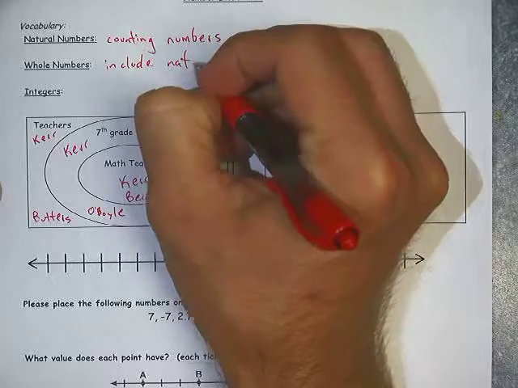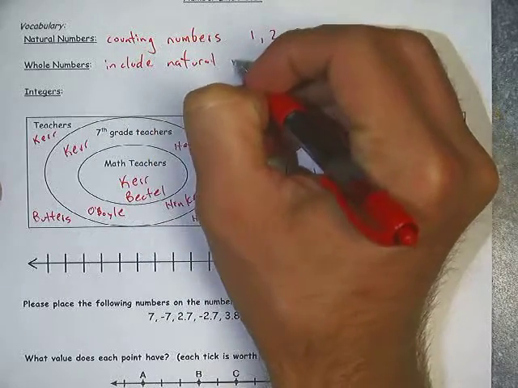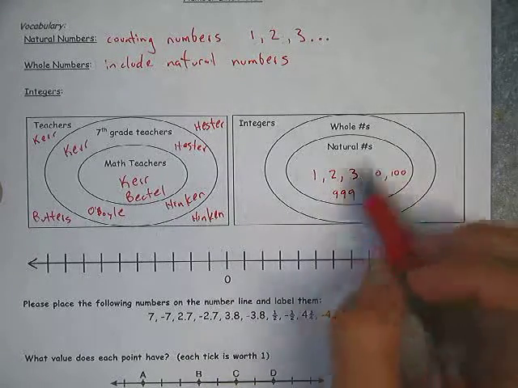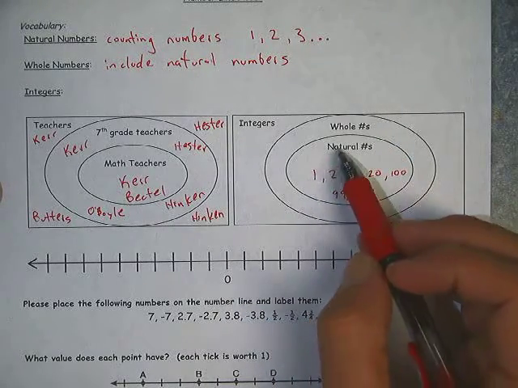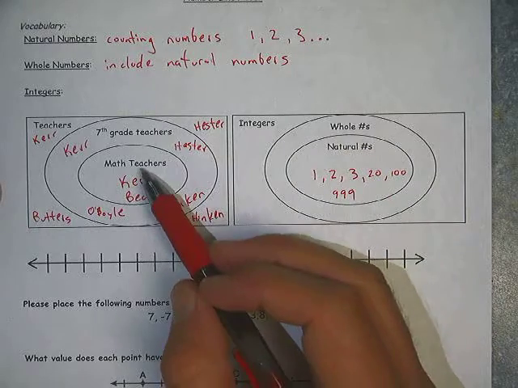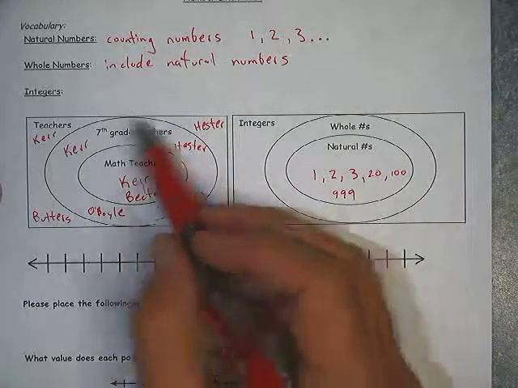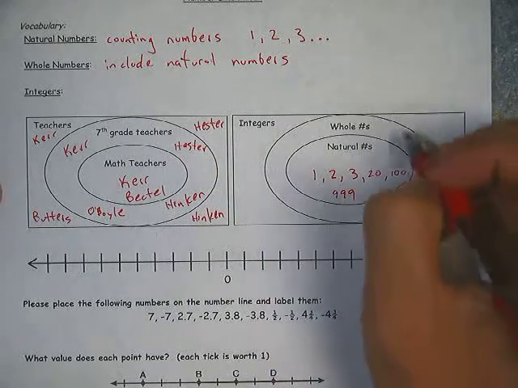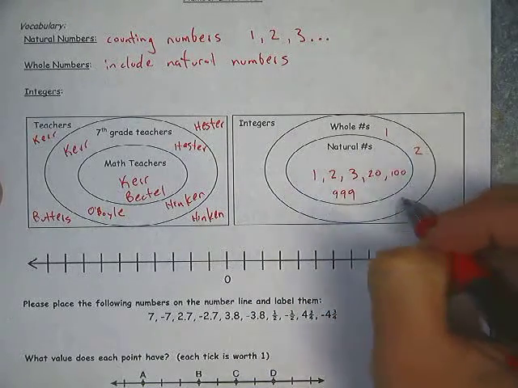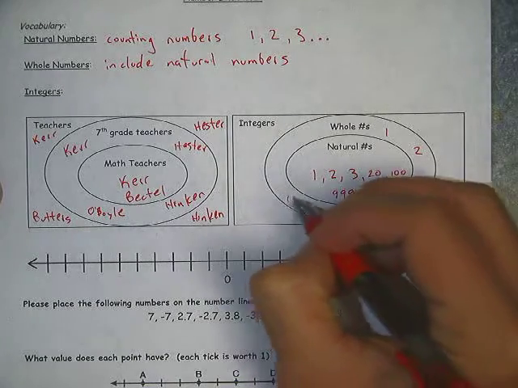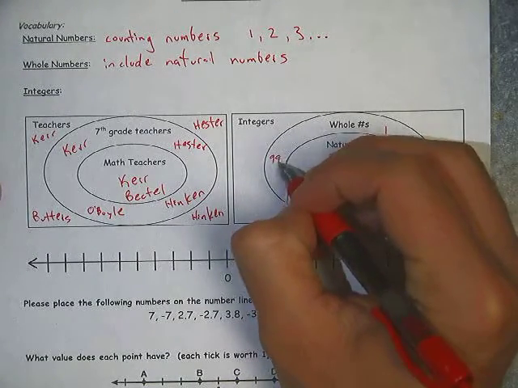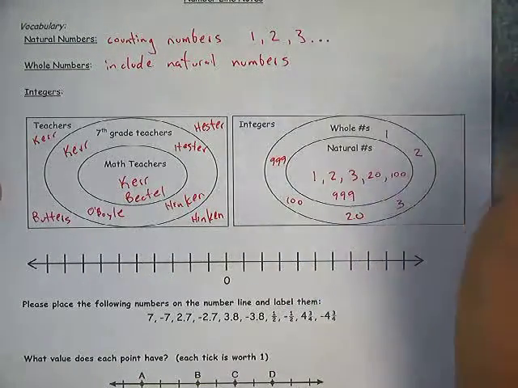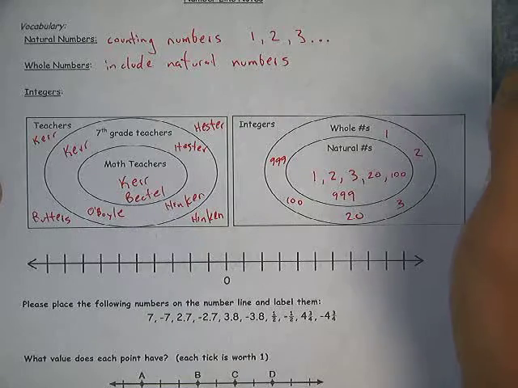Whole numbers include naturals. So that's why this circle is inside the whole numbers. 1 is natural. 1 is also a whole number, just like Kerr is a math teacher, but Kerr is also a 7th grade teacher. It's just a bigger category. So the bigger category here is whole numbers. All of these are included. So I can put these numbers out here, 1 and 2 and 3 and 20 and 100, 999. They go in both spots.